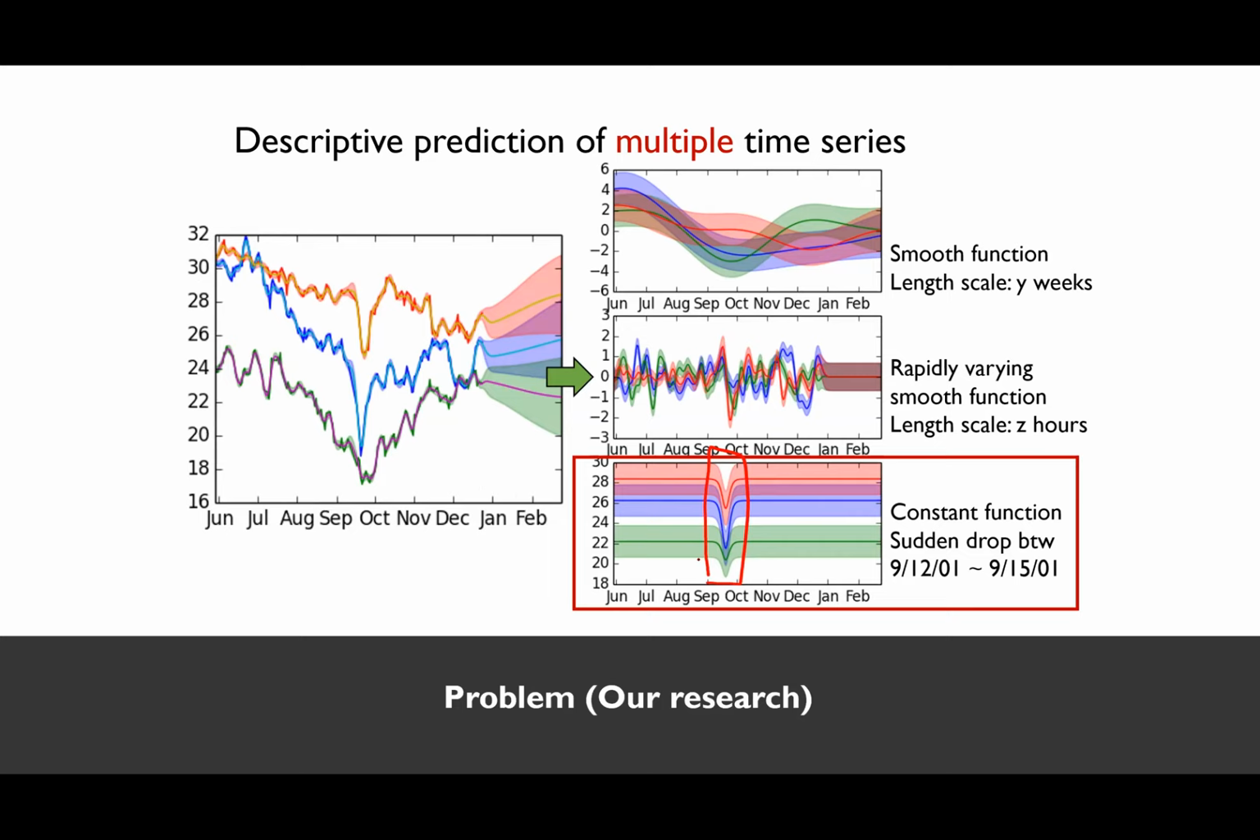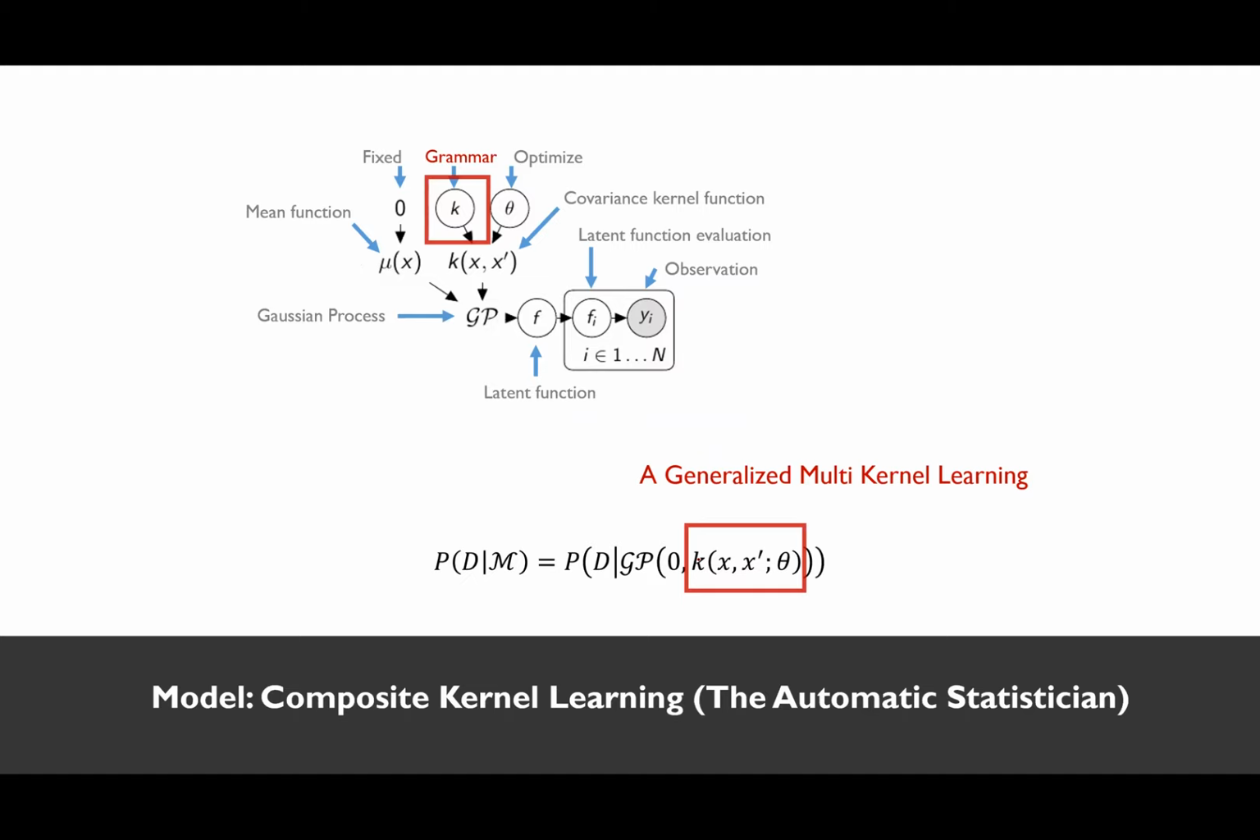So this is done by model expansion and model variation in the GP. In the automatic statistician, the Gaussian process is learned by a kernel grammar, and this kernel grammar will find several functions. These several functions will generate several different observations and so on. So we call that generalized multi-kernel learning.